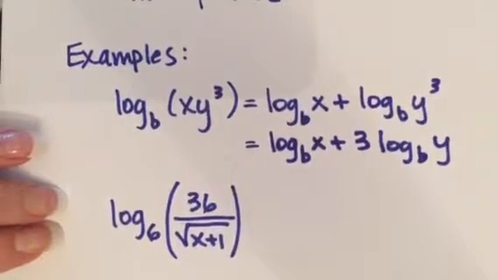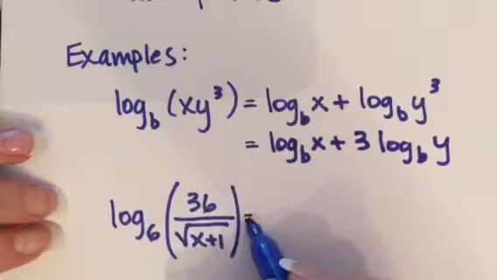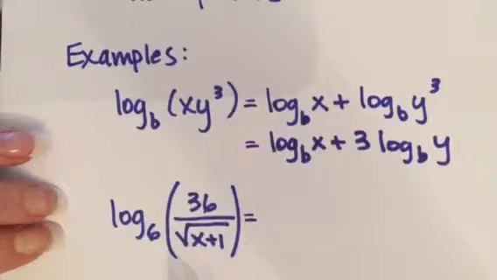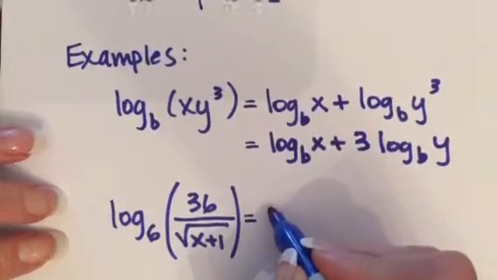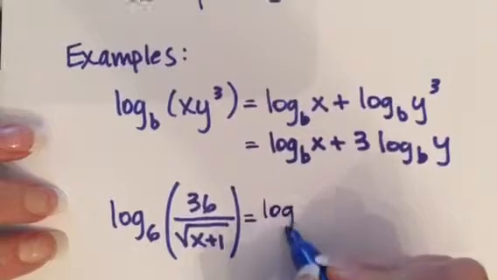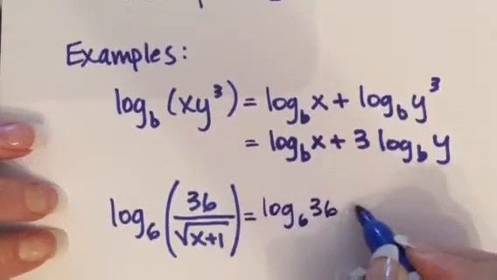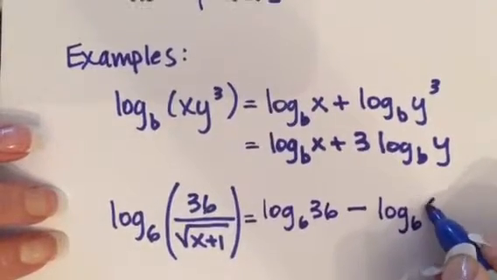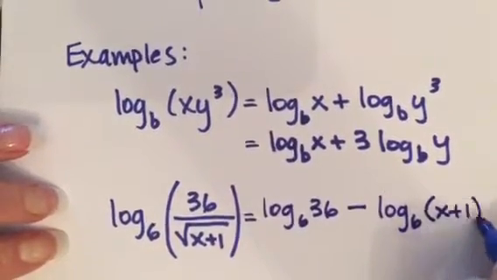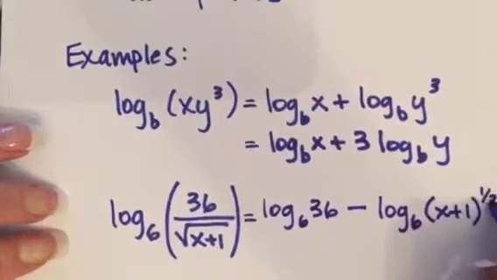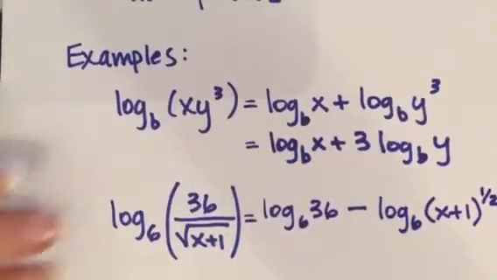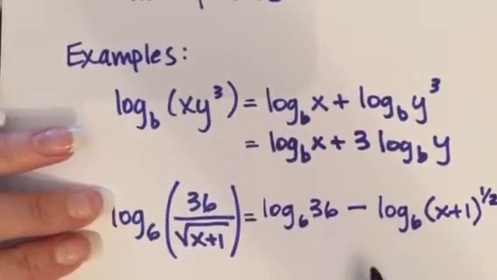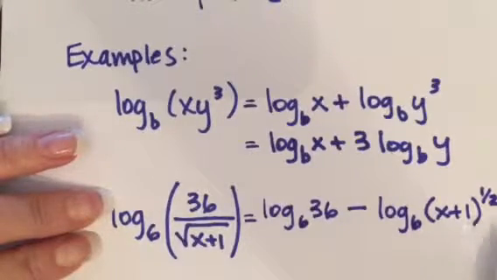So let's first apply the quotient rule, okay? We would break the quotient into 2 different logarithms separated by a subtraction symbol. Log base 6 of 36 minus log base 6, and I'm going to go ahead and change this, as we just discussed, to x plus 1 to the 1/2 power. Okay, so now we're going to look at these two logarithms and see if A, they can be simplified, or B, there's something else that needs to be done.